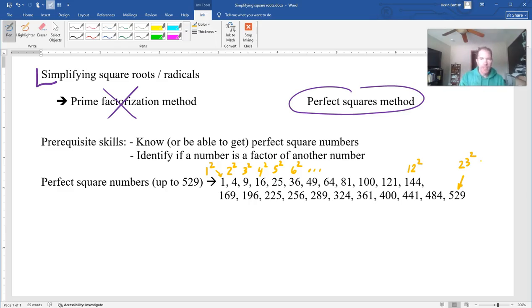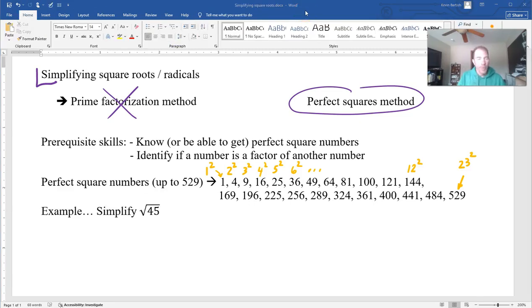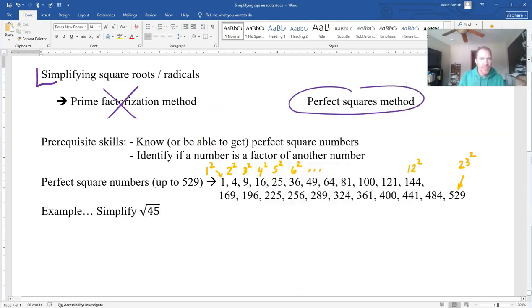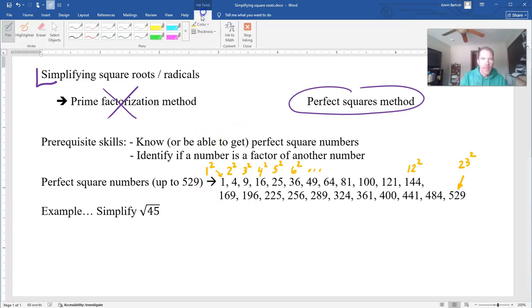But let's take a look at some examples. I'm going to do the same examples as the prime factorization method video. So our first example is to simplify the square root of 45. Now, remember, typically we want exact answers, so it is a good idea to try on a calculator, and we did this in the other video, but if I try the square root of 45 on the calculator, I get 6.708. It keeps going.